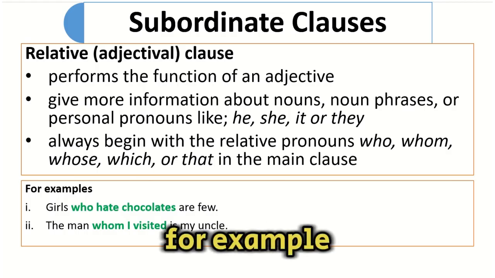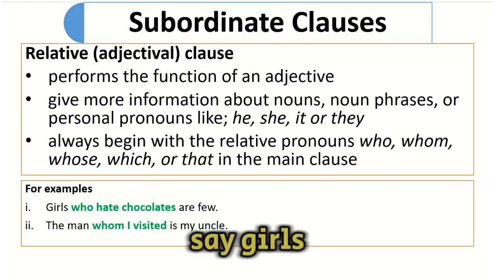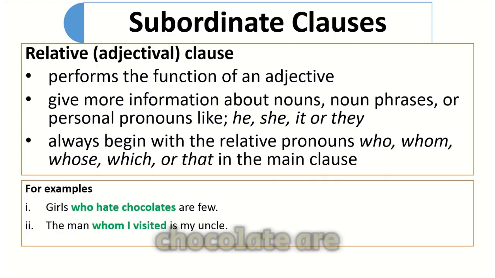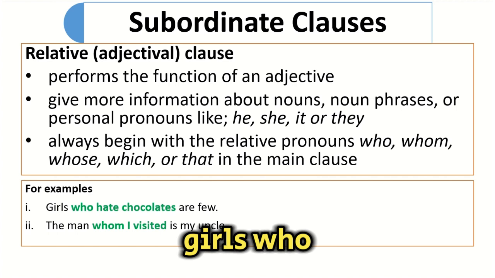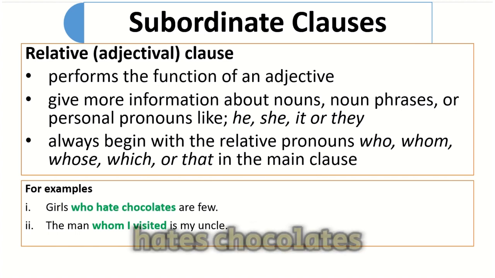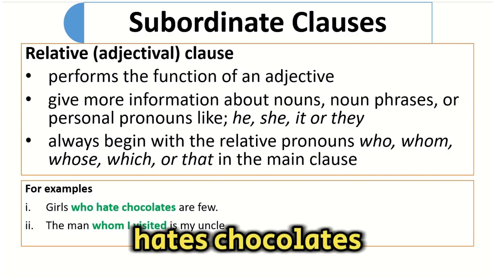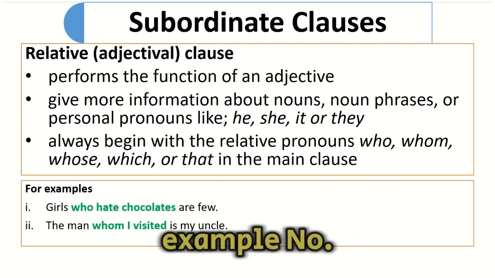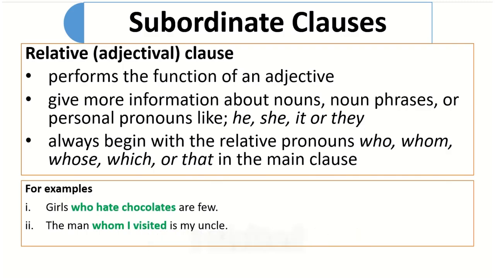For example, if we say, girls who hate chocolate are few. So who hate chocolate is the relative clause. Example number 2. The man whom I visited is my uncle. Whom I visited is a relative clause.